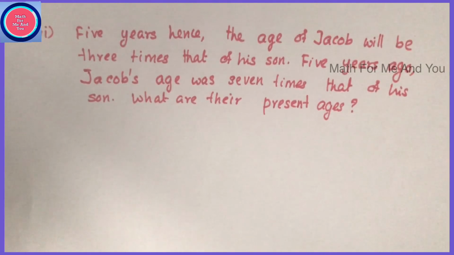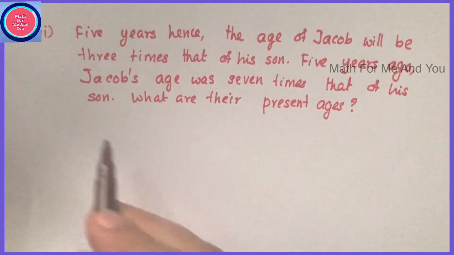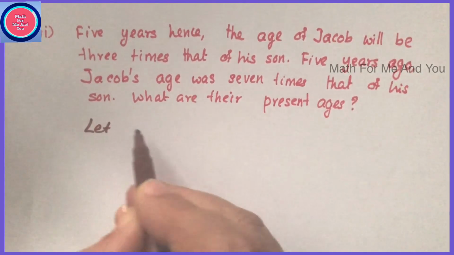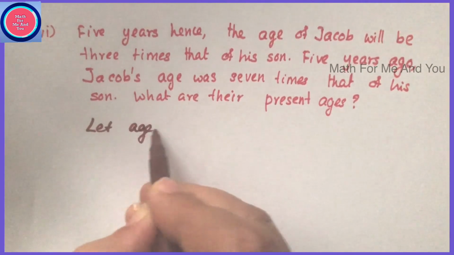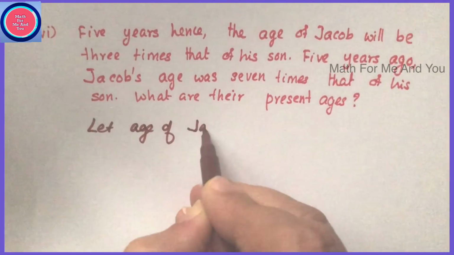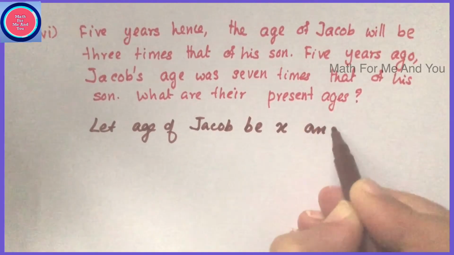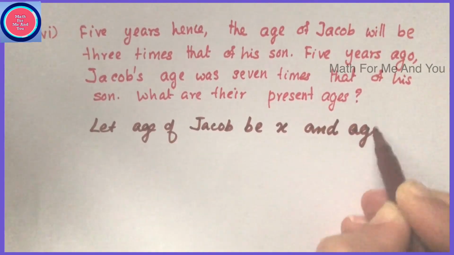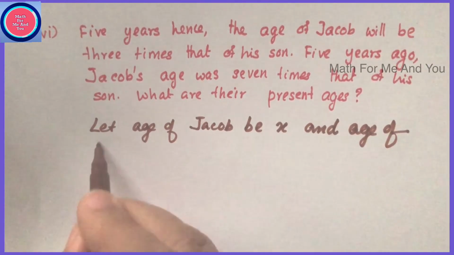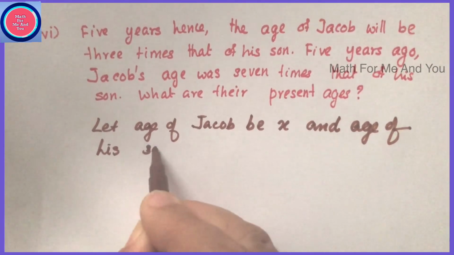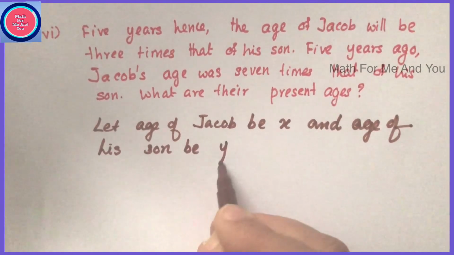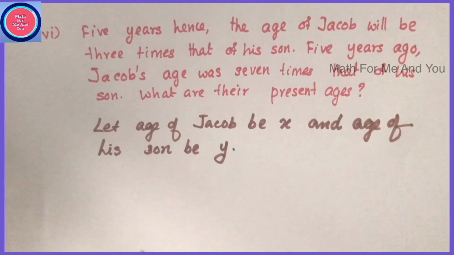Sixth question. 5 years hence the age of Jacob will be 3 times that of his son's age. 5 years ago, Jacob's age was 7 times that of his son's age. What are the present ages of Jacob and his son? So here it's asking to find Jacob's and his son's present age. So we could take x and y, the variables, as age of Jacob and age of his son respectively. Let age of Jacob be x and age of his son be y.